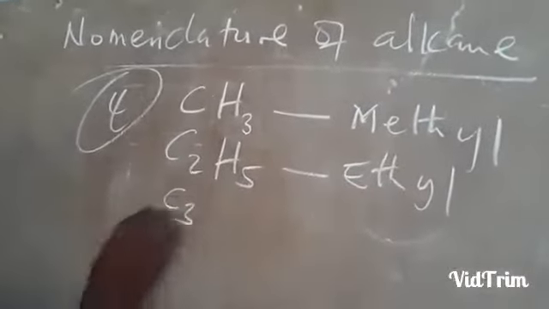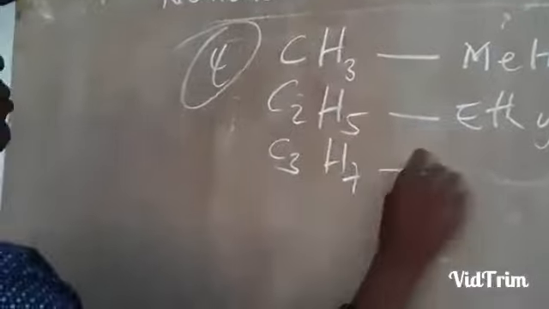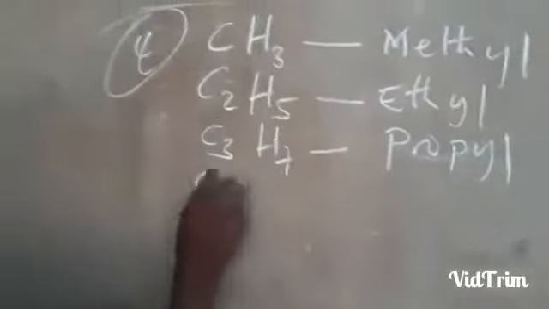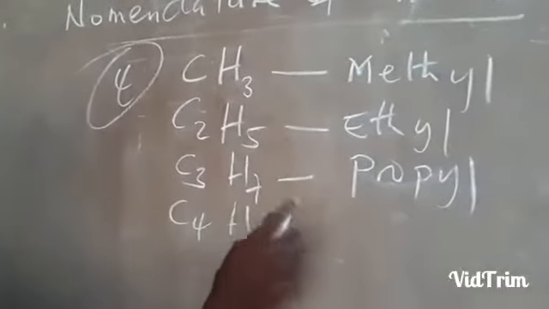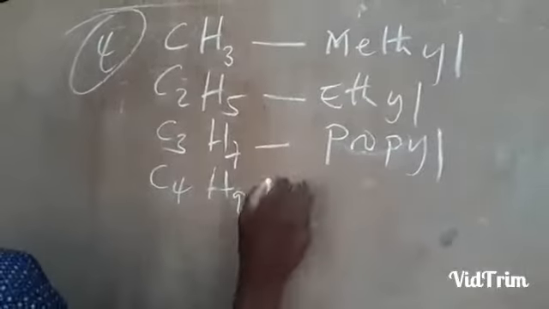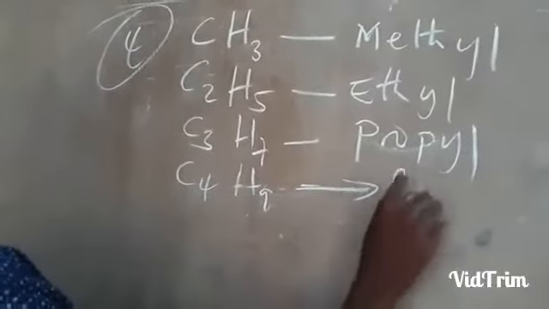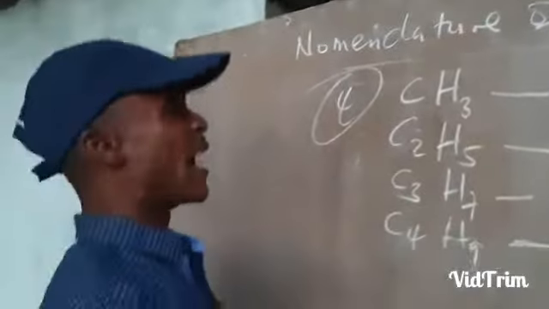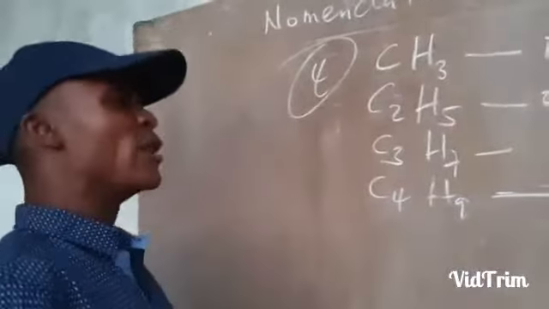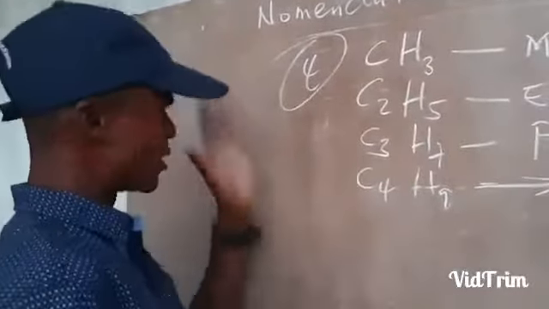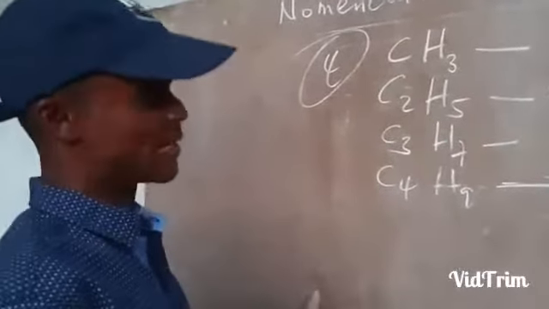Anytime you see 3 carbon atoms with 7 hydrogen atoms, it becomes propyl. The list continues with C4H9. C4H9 becomes butyl, etc. So the branches are named using this format. When you see in a branch that it is 1 carbon atom with 3 hydrogen atoms, you say methyl. That is what rule number 4 states.